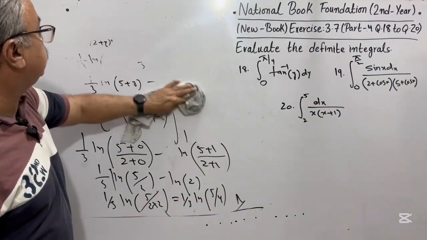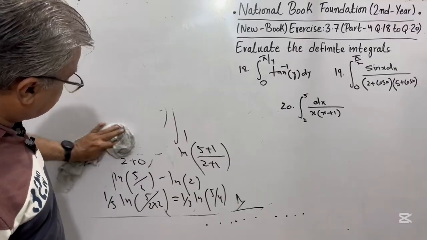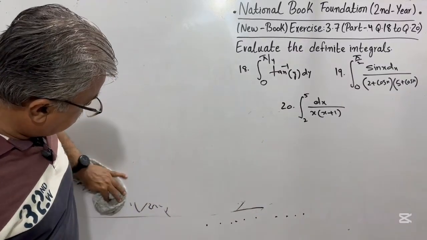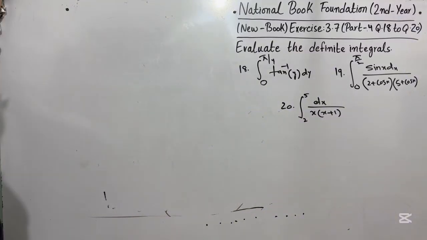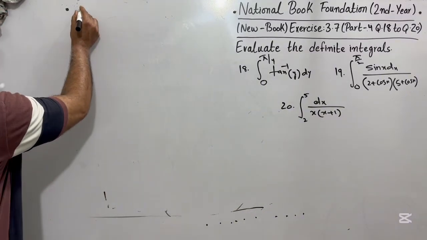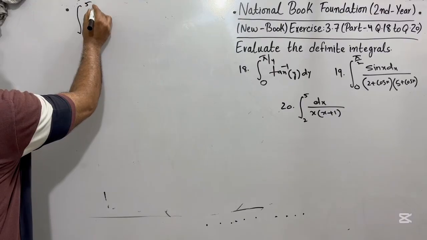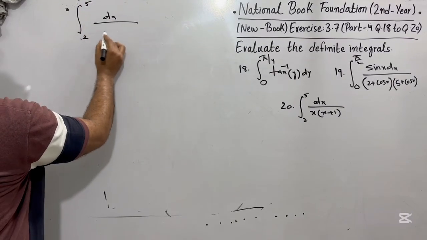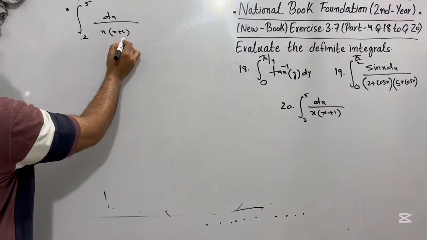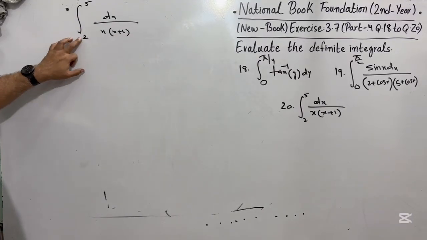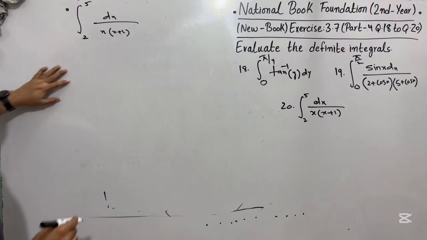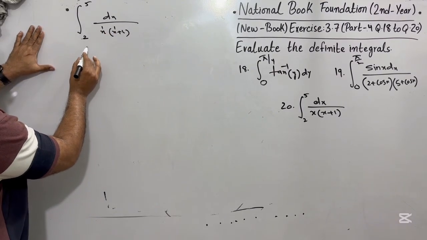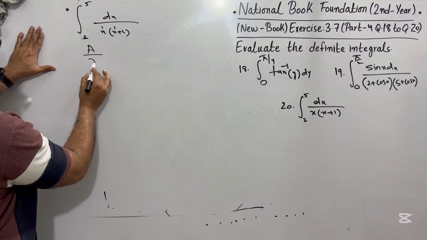Eventually moving towards question number 20, the final question of this exercise. A simple question based on partial fractions. The integral is from 2 to 5, dx over x times x plus 1. Look, it is not a function-derivative situation. The two brackets have power 1 and they are different, linear and distinct. Without wasting time, resolve into partial fractions.